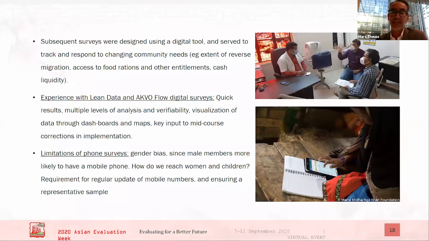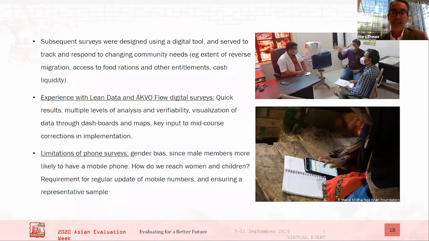I think the key elements that were compelling for AKF India were that these approaches generated quick results. They allowed multiple levels of analysis and verifiability. The key advantage was that they generated visualizations and data through dashboards and maps, which was a much more compelling engagement output for programmers. And that really allowed for much more effective mid-course corrections in implementation.